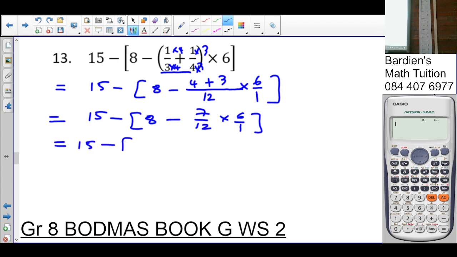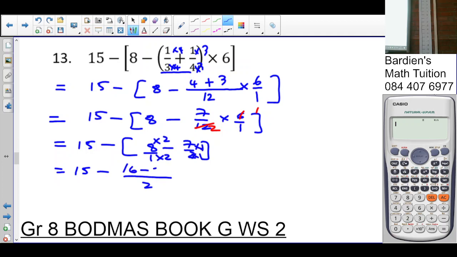So you go 15 minus, 6 goes into 6 once, 6 goes into 12 twice. So it's 8 minus 7 over 2. What's the LCM here? 2. Then naturally over 1, so I'll multiply that by 2. It's going to be 16 minus 7. So it's going to be 15 over 1 minus. What's 16 minus 7? 9. So it's 9 over 2. What's your LCM here now? 2. So multiply that by 2. So it's going to give us 30 minus 9, which is 21 over 2.